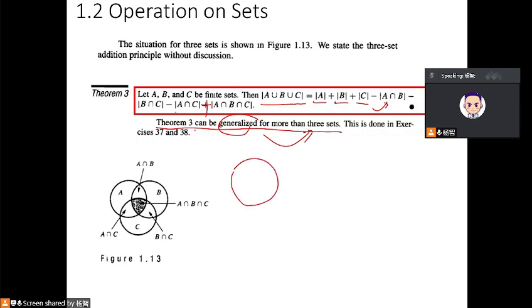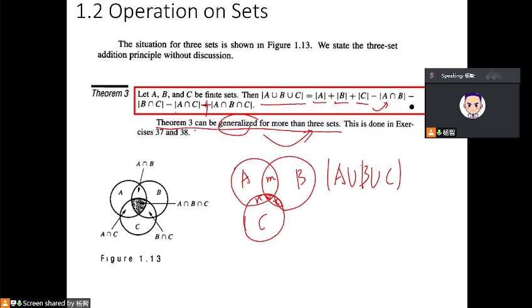Okay, we can say this is A, B, C. I say this part is M, N, T, and the center of it is W. Okay, the center is W. When we calculate the cardinality of the union of A and B and C, we first use the cardinality of A, B, C.